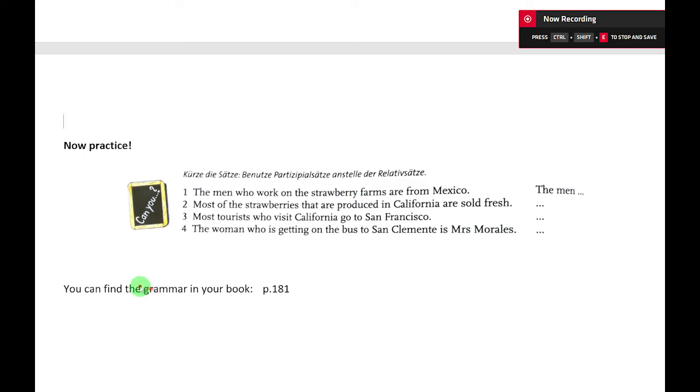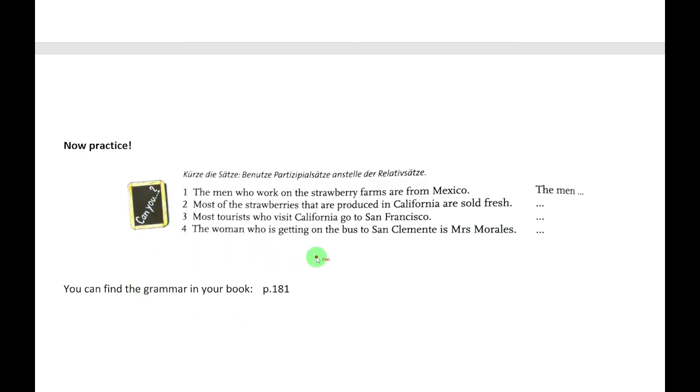And now you should practice this new grammar. So we have 4 example sentences which have relative clauses, and you have to substitute the relative clauses with participle clauses. So go through these example sentences and ask yourself the 2 questions. You can also find the grammar in your book on page 181 if you need help.